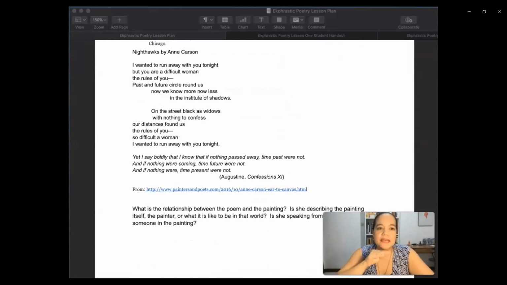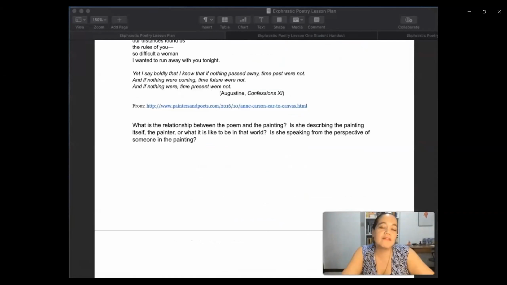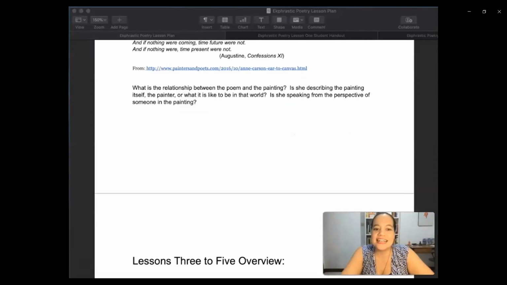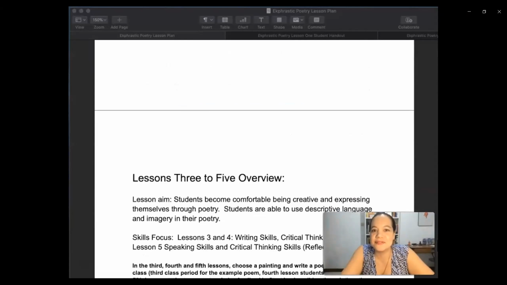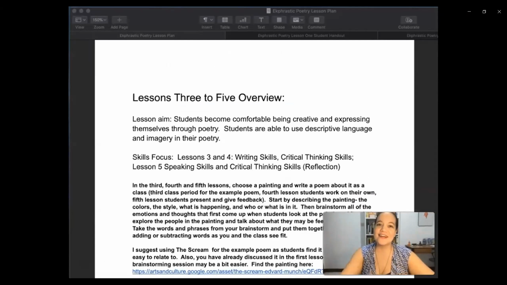So remember, talk to them about what the relationship is between the poem and the painting and who the poet is describing. Is the poet describing the painting itself, or are they taking the perspective of the painter, or are they taking the perspective of what it's like to be in the world that the painting provides? Students will have a lot of different ideas about this, so you can just encourage them to be as creative and imaginative as possible, because that's the point, being imaginative and talking as much as possible. So get those students to talk.